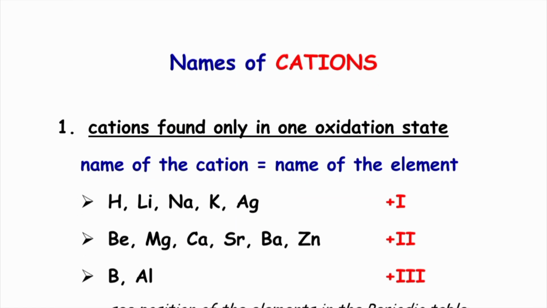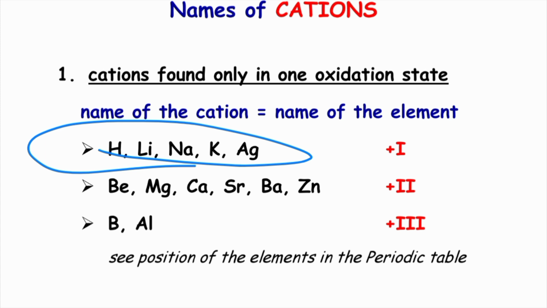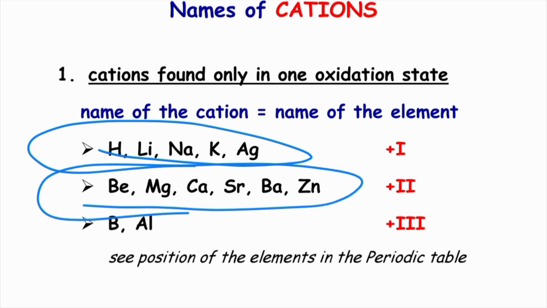Name of cations. Cations found only in one oxidation state. These are cations found in one oxidation state. These are in +2 state. These are in +3 state. See the position of elements in the periodic table.